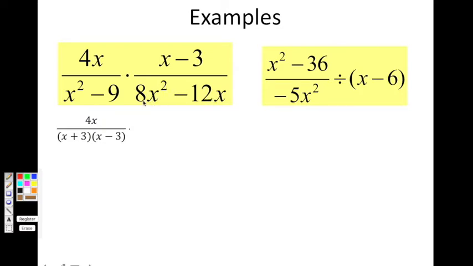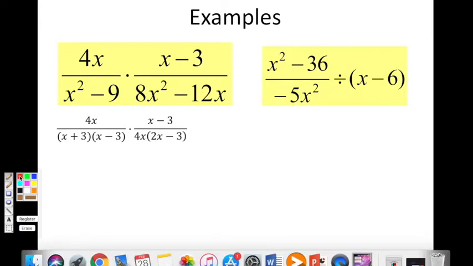8x squared minus 12x. So 4x can go into both of those. So I'm going to factor out a 4x. So that becomes 4x times 2x minus 3. So I'm basically dividing 8x squared minus 12x by 4x. Okay, now let's cross out.